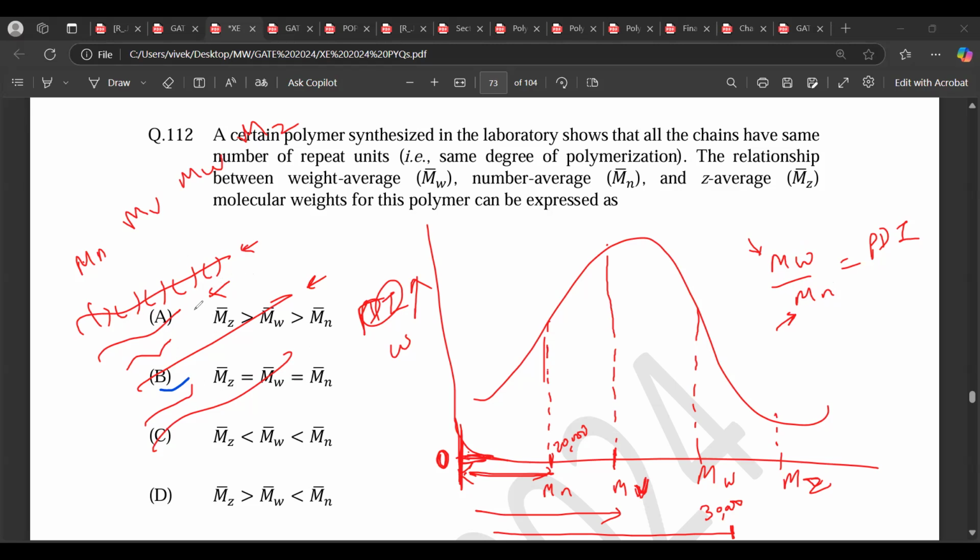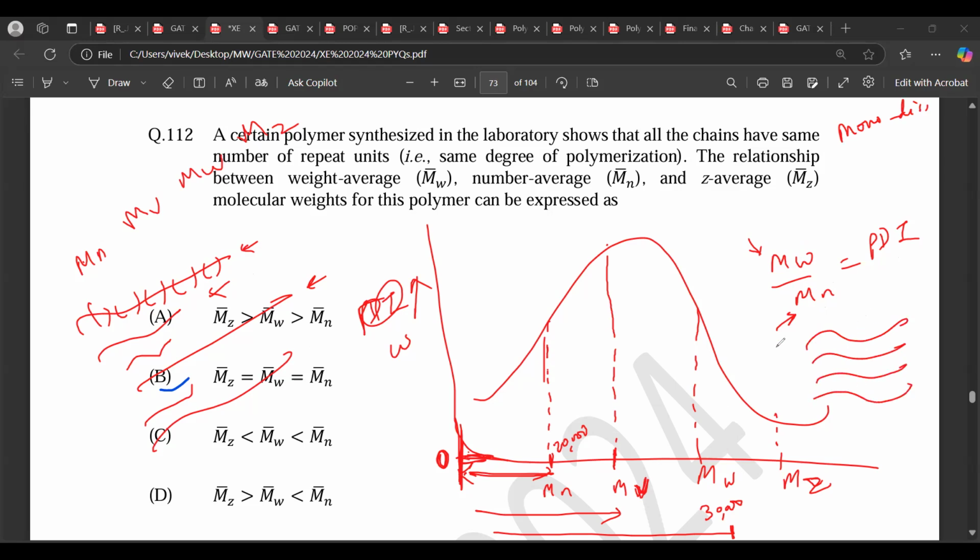So that is why you got a different Mw, Mn difference value, okay? And it's always greater than 1. Because of this variation, we call it polydispersity. But if your question is monodisperse, it means all the chains have the same length. All the chains have the same length.